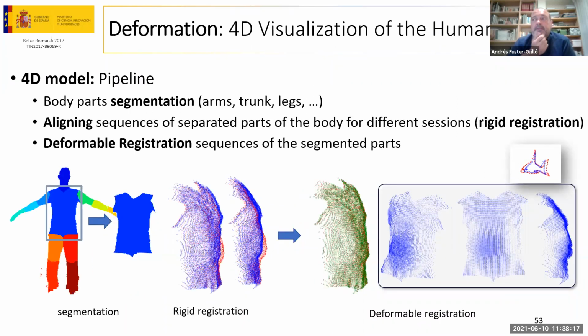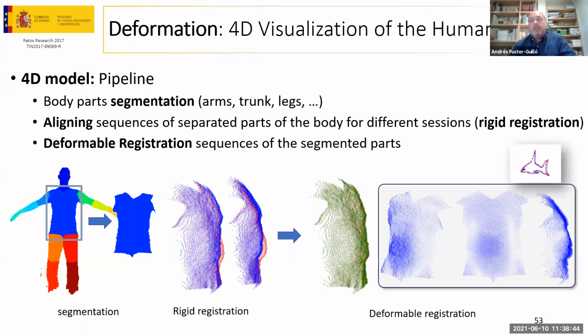To do this, the pipeline that we are using is, as you can see in the image, the first step is body part segmentation. We segment the different parts of the body, arms, trunk, legs. Then the second step is aligning the sequence of separated parts of the body for different sessions in time. We do this with rigid registration.